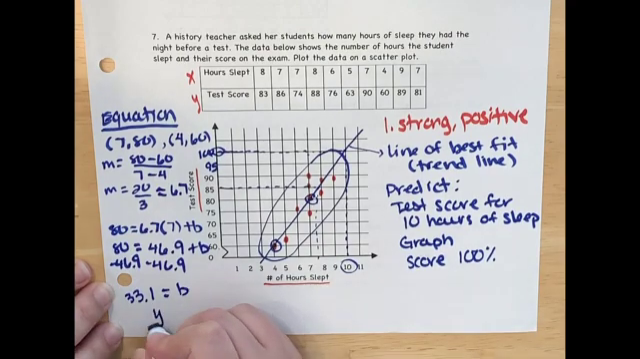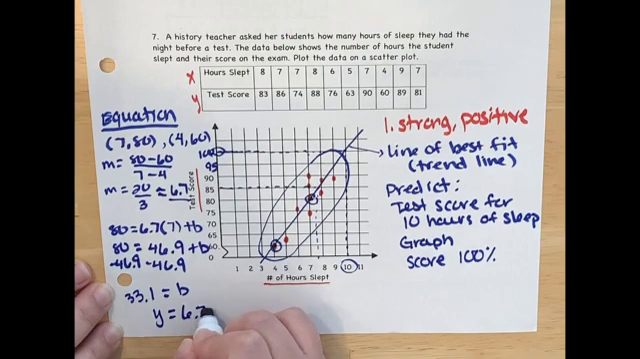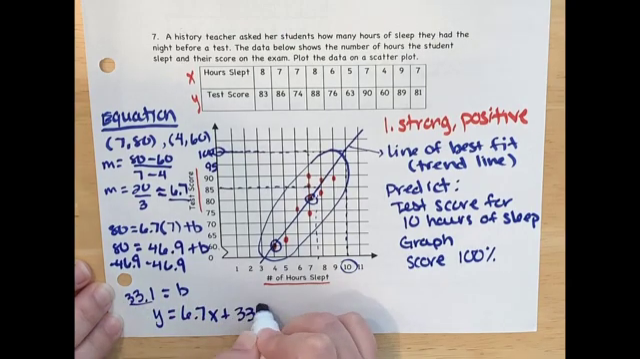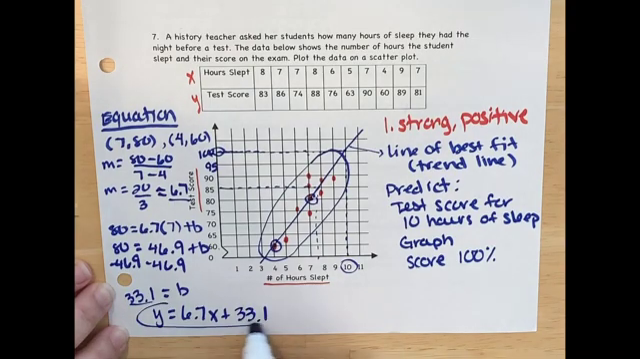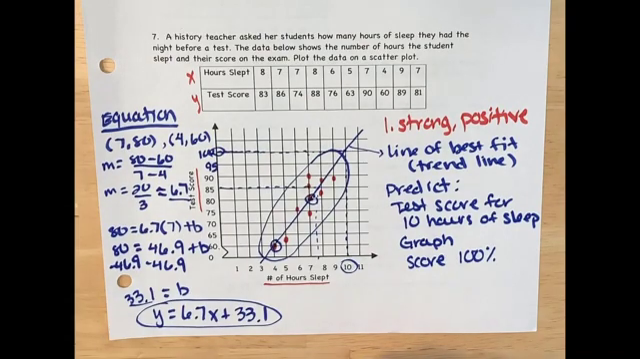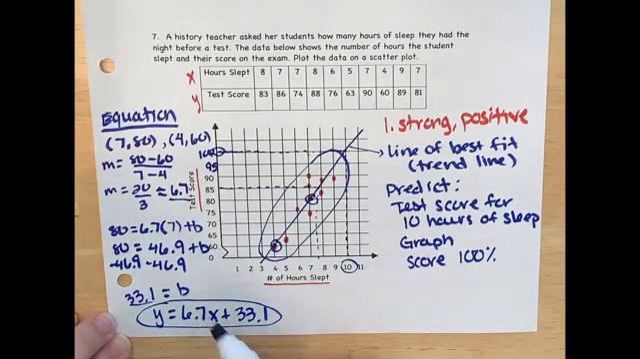So my equation will be the slope plus the y-intercept. This equation is the equation of the line of best fit, or the equation for the trend line, and it can also be used to make predictions. Just like here, I used 10 hours as x. I can plug that in for x.